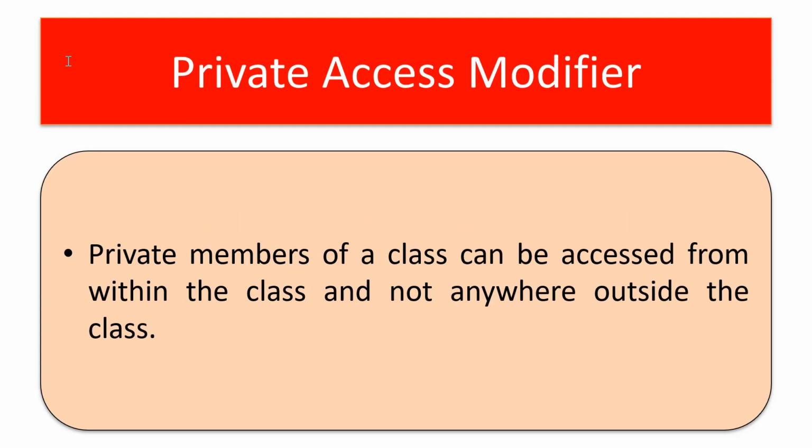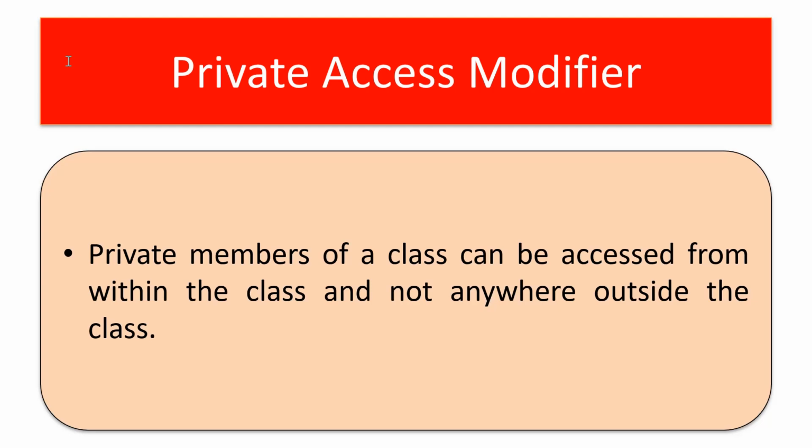Now let us discuss the private access specifier. So what do you mean by the word private? Private means it should be restricted to a certain extent. As per this code, a private member of a class, a private variable or a private method of a class, can be accessed from within the class alone and not anywhere outside the class or outside the package or anywhere. So a private member can be accessed only from the class where it is declared or defined.